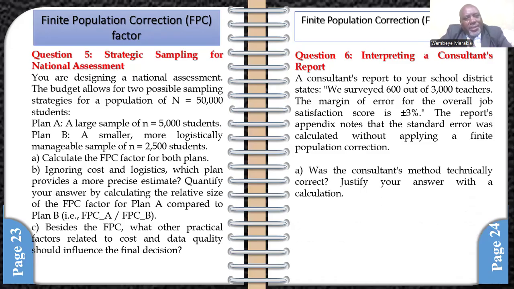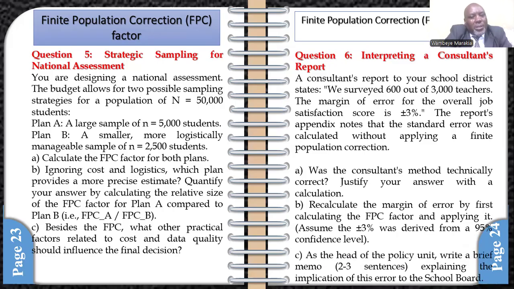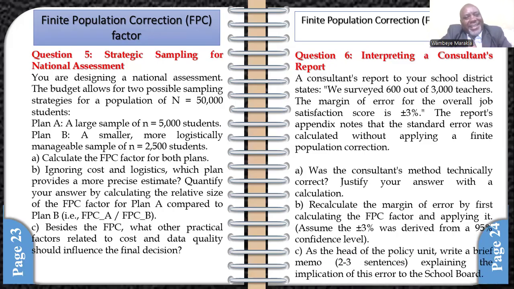Required from you: was the consultant's method technically correct? Justify your answer with a calculation. Recalculate the margin of error by first calculating the FPC factor and applying it. Assume that the plus or minus 3% was derived from a 95% confidence level. As the head of the policy unit, write a brief memo of 2 to 3 sentences. Explain the implication of this error to the school board.